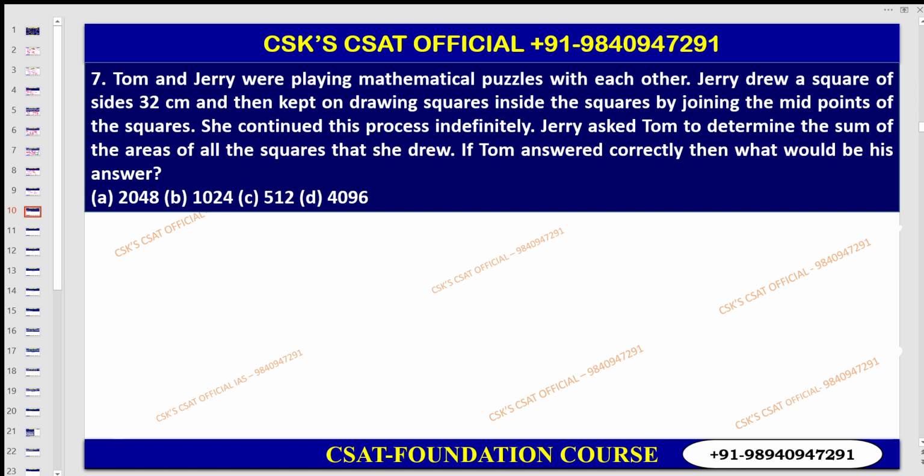This question, no, very important model. Listen, Tom and Jerry were playing a mathematical puzzle with each other. Jerry drew a square of side 32 centimeter. Then she kept on drawing squares inside the squares by joining the midpoints of the squares. She continued this process indefinitely. Jerry asked Tom to determine the sum of the areas of all the squares that she drew. If Tom answered correctly, then what would be his answer?